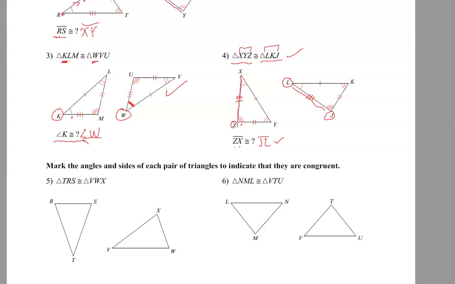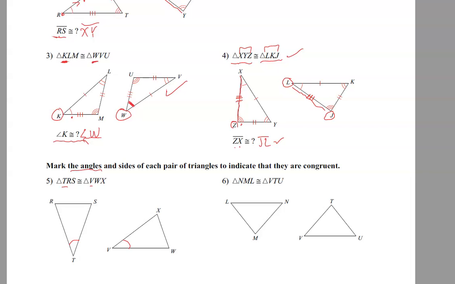5, now you're just going to do the marks to make sure you understand what the marks mean. Mark the angles and sides of each pair of triangles to indicate that they are congruent. So let's do the angles first. So mark the angles. So what we know, since T is listed first and V is listed first, angle T I'm going to do with 1 tick mark, and it has to be congruent to angle V. We would do 1 tick mark.